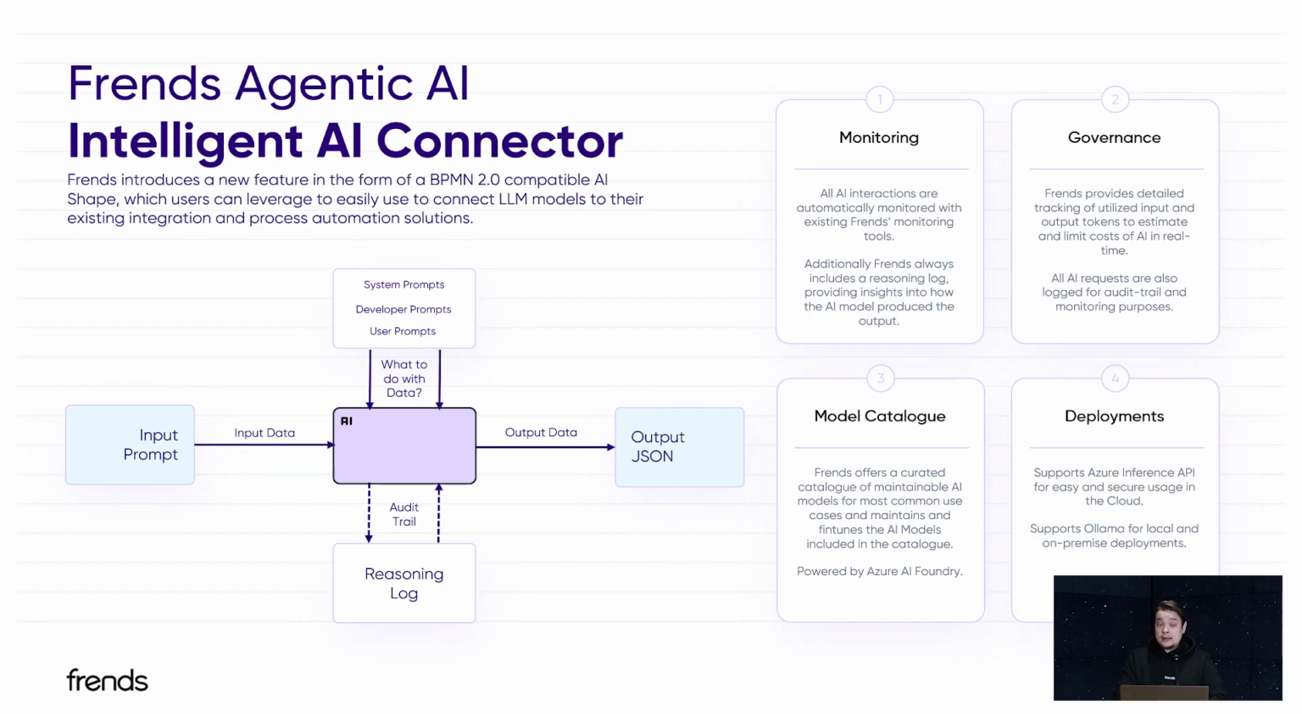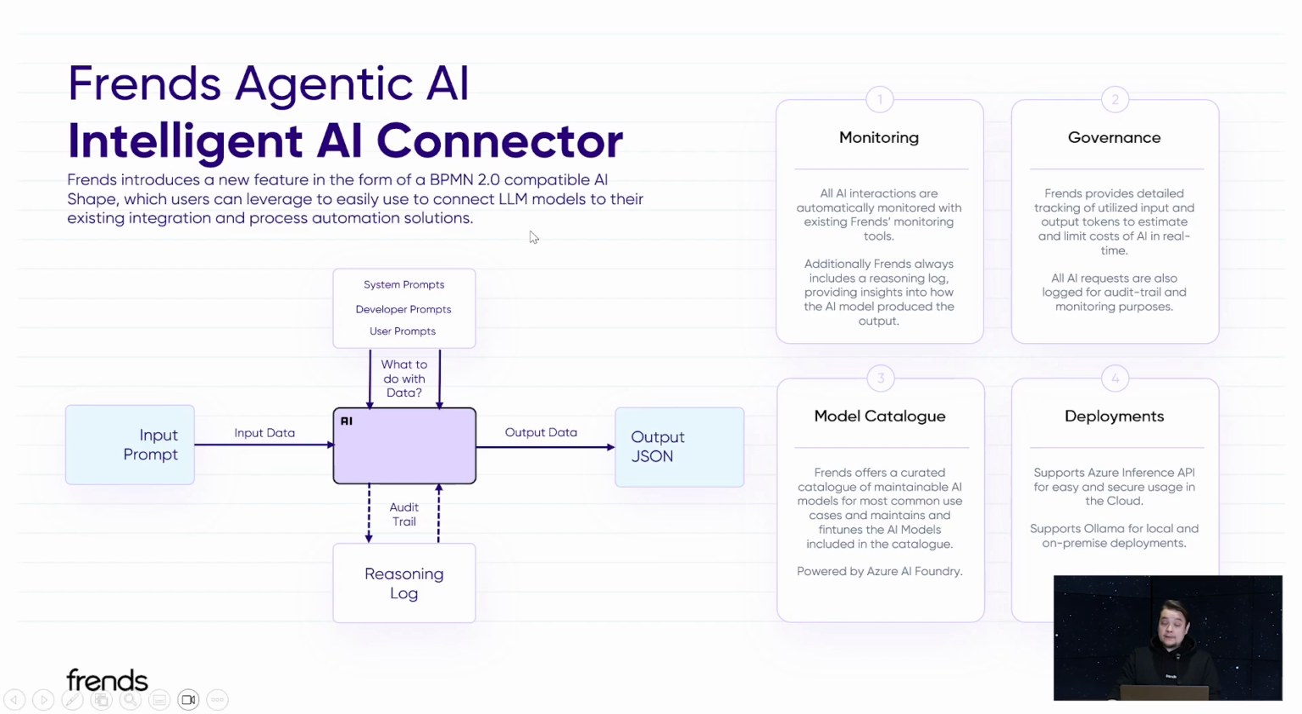So it is a capability that you can now implement directly into the integration processes and workflows built by Frends as a new shape in the BPMN 2.0 notation. And what the shape basically enables the user to do is have some sort of input data coming in to that intelligent AI connector.